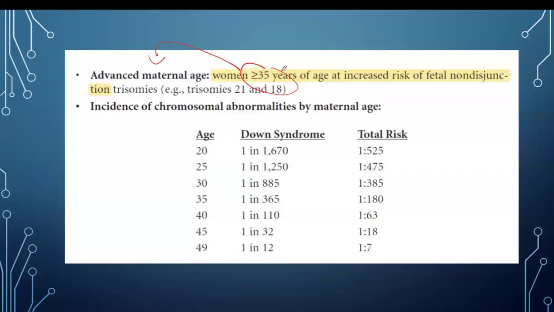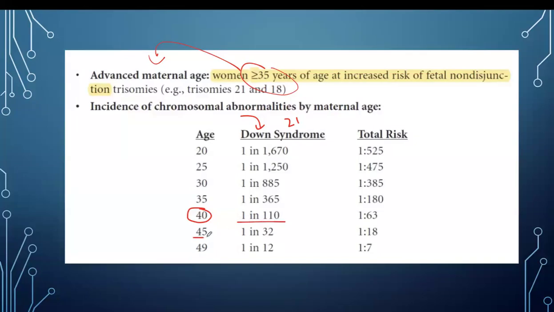Because as the age goes higher than 35, there is an increased risk of chromosomal abnormalities or genetic defects in the baby. And the most common chromosomal abnormality is Down syndrome, which is trisomy 21. Sometimes the question asks what is the risk of having a Down syndrome baby in a 40-year-old pregnant patient or 40-year-old mother? The risk of having a Down syndrome baby is 1 in 110.